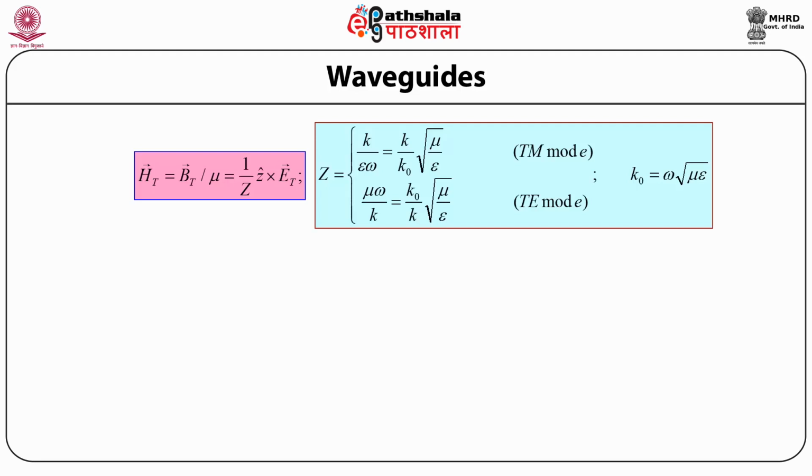k naught is given by omega times under root of mu epsilon, and capital Z is equal to mu times omega upon k, which is equal to k naught upon k times under root of mu by epsilon. This is for the transverse electric mode. Here again k naught is equal to omega times under root of mu epsilon.